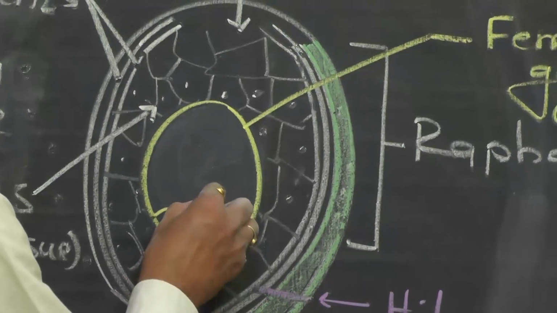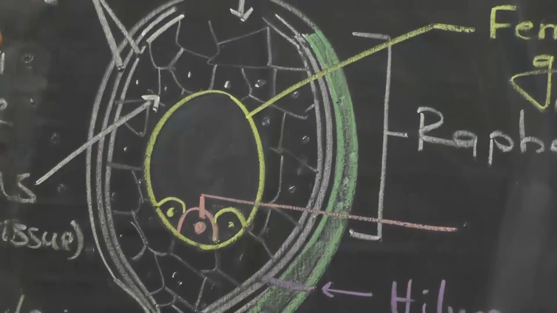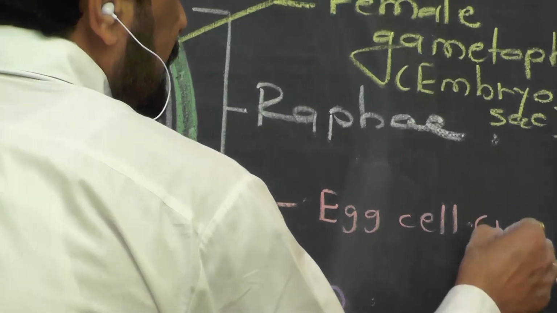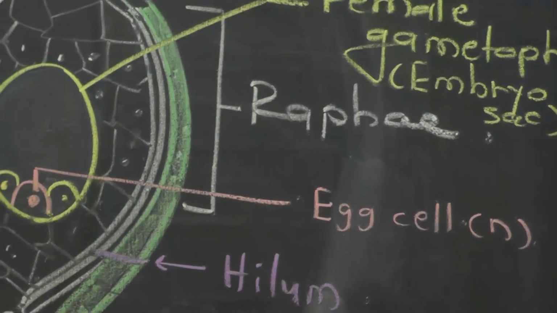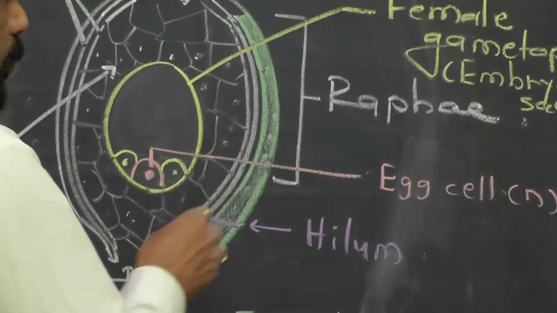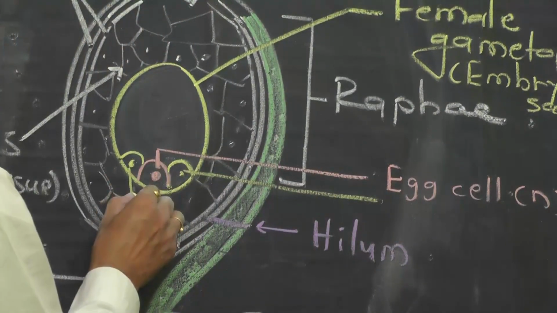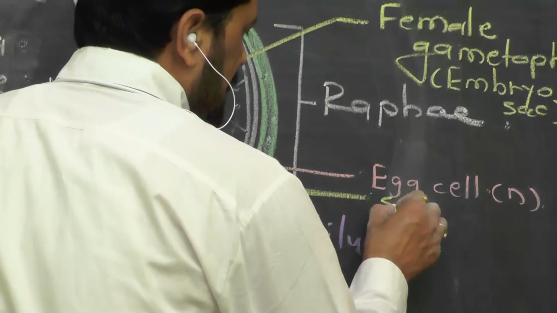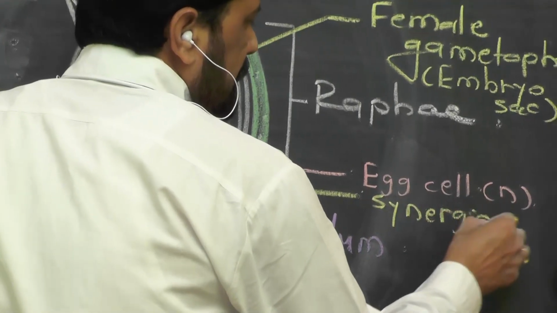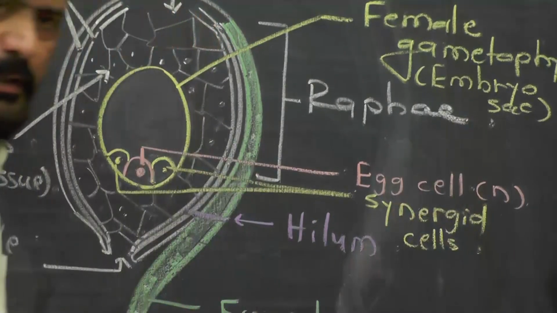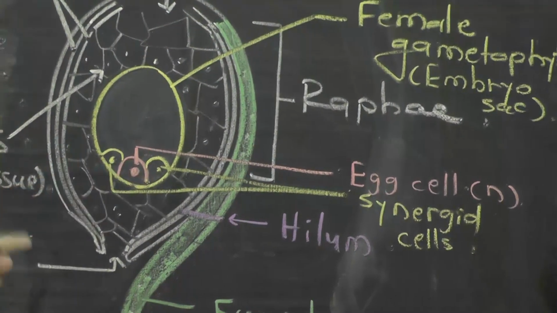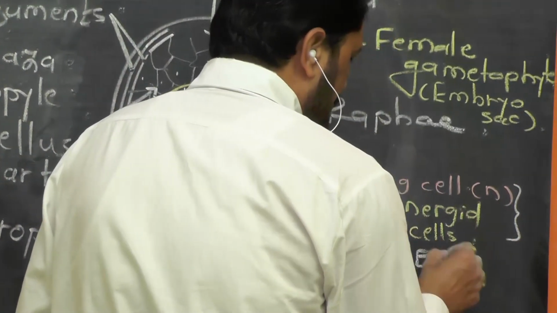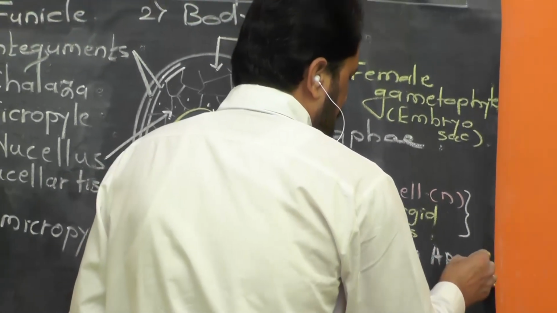Of which this middle and larger cell is nothing but the egg cell. It is haploid in nature. You know, the egg cell is nothing but the female gamete. And these two laterally placed cells, which I have shown with the help of yellow chalk, are called synergid cells. It means the egg cell and two laterally placed synergid cells together are known as egg apparatus.